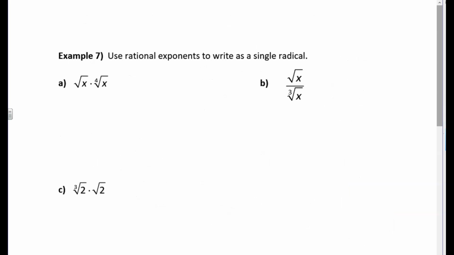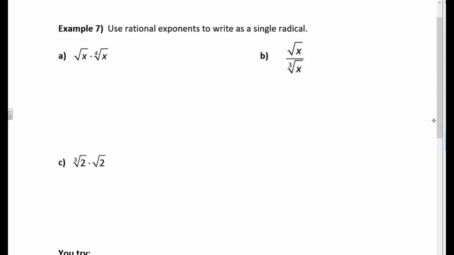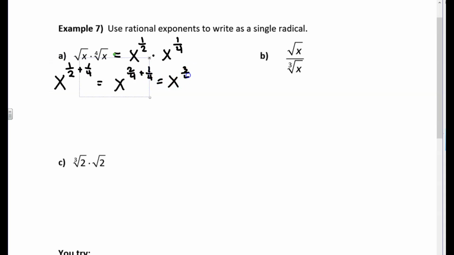All right, guys. You can also use radicals or rational exponents to help you take 2 radicals with different indexes and combine them together. You do that by rewriting these as rational exponents. This is x to the 1/2 times x to the 1/4. And as we went over at the beginning of this lesson, when I multiply things like this, I simply add their exponents. That's x to the 1/2 plus 1/4, which becomes x to the 2/4 plus 1/4, or x to the 3/4, which means I could rewrite this as a radical as the 4th root of x cubed.